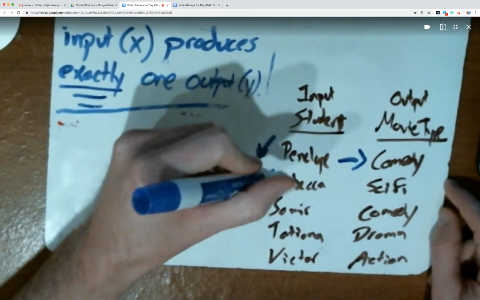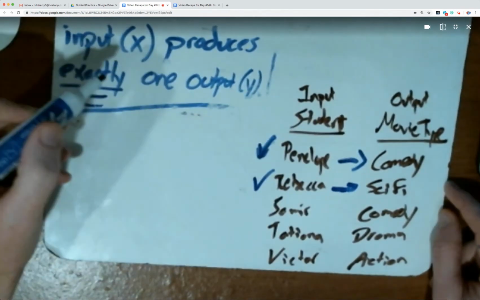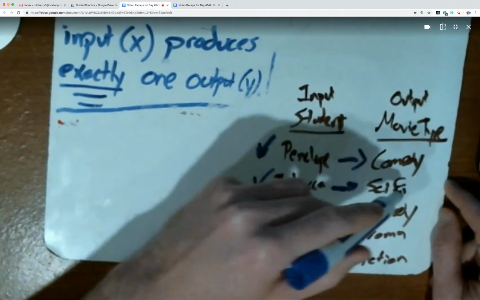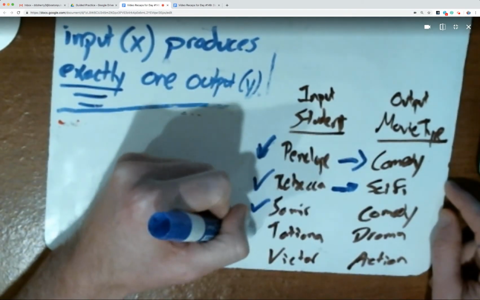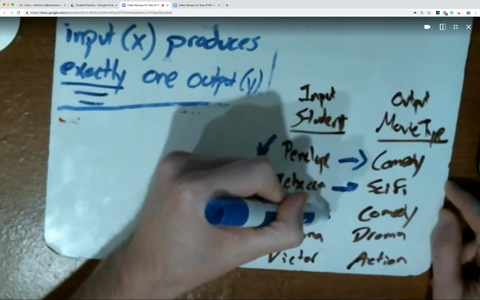Same for Rebecca. She only shows up in the table once. If Rebecca's the student, the input, we know what the movie type is. Each input for Rebecca only got one output. Same thing for Samir, Tatiana, and Victor. Each one of them only appears in the table once.